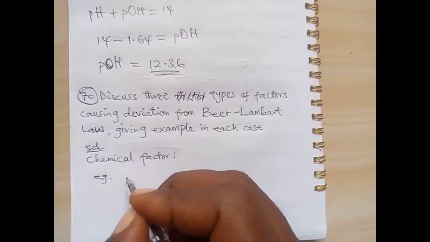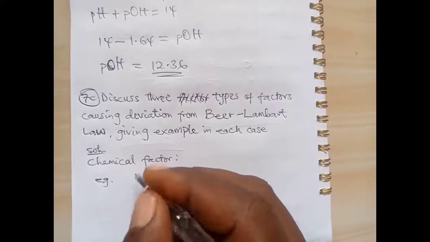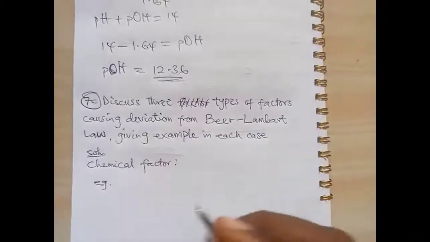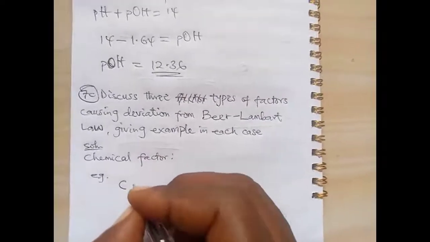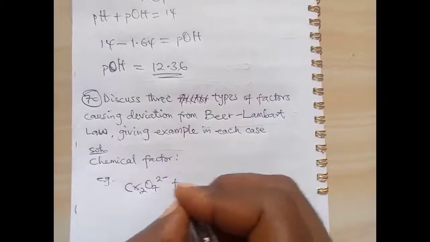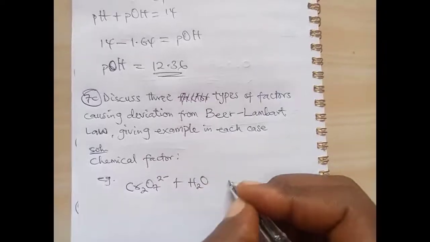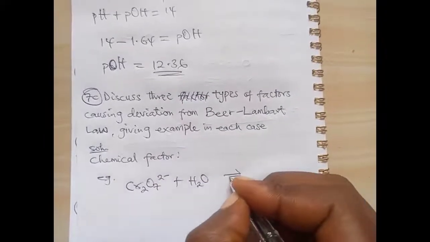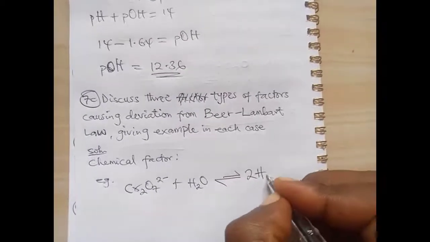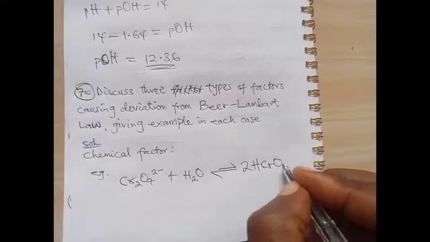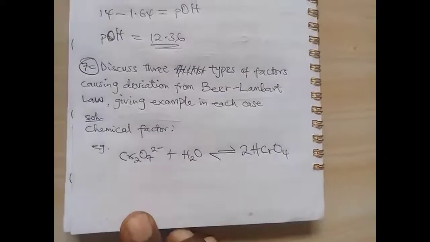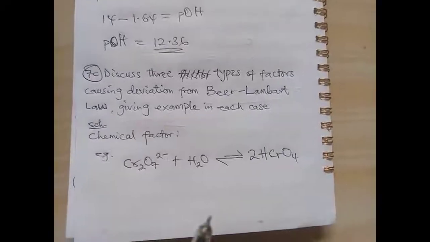What we mean by that is, for example, in aqueous solution of potassium dichromate(VI), the dichromate(VI) ion is in equilibrium with chromate(VI) due to the reaction Cr2O7 2- plus H2O. The forward reaction is slower than the backward reaction. So we have this. Under chemical factors, another factor is a change in pH of the solution.